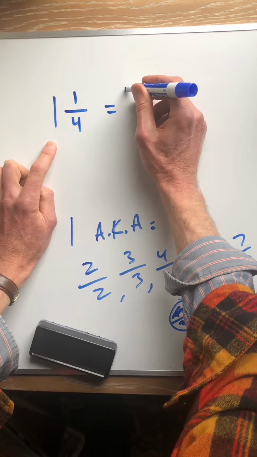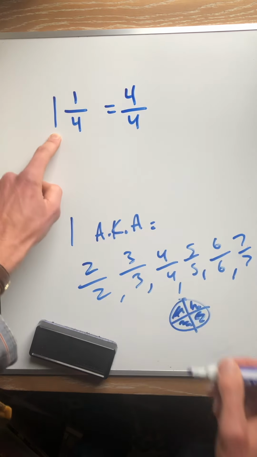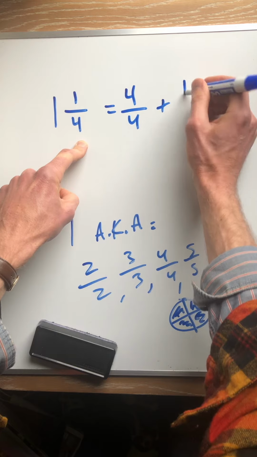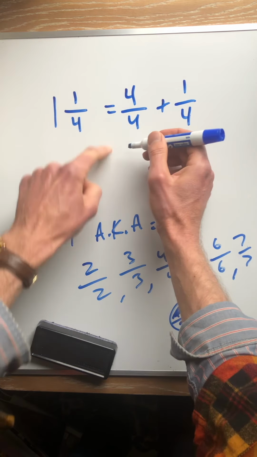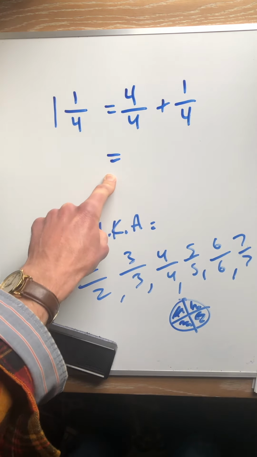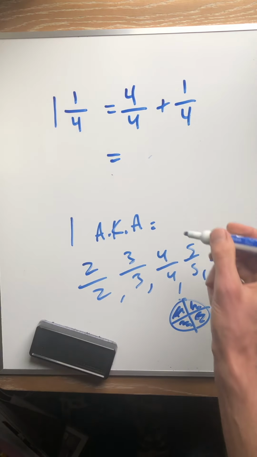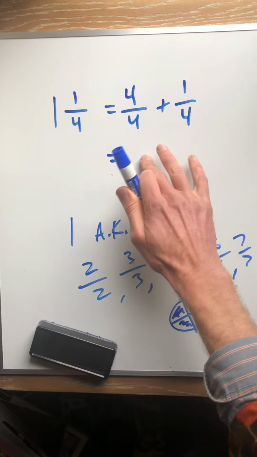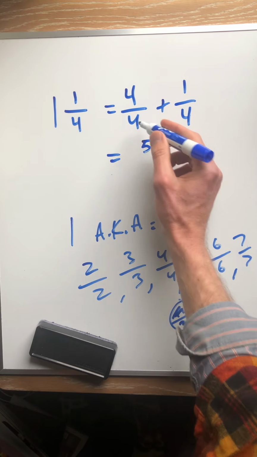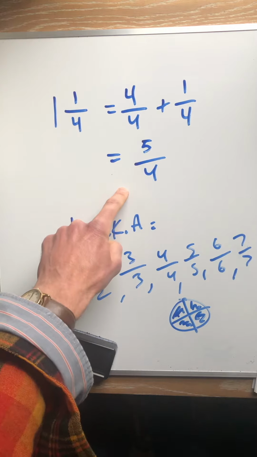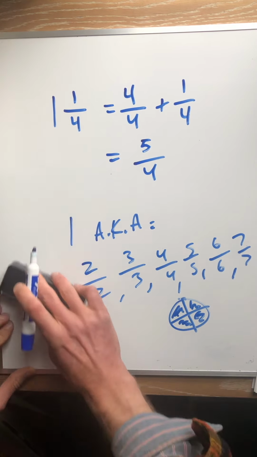I'm going to write a 4/4 for each whole number that I see. Oh, and I only see 1. Okay. And I'm going to add the 1/4. And I'm going to do the next line down. I'm going to just press equal again. And then I'm just going to add those up. What's 4/4 plus 1/4? Well, what's 4 plus 1? 5. 5 what? 5/4. So 1 1/4 is 5/4.